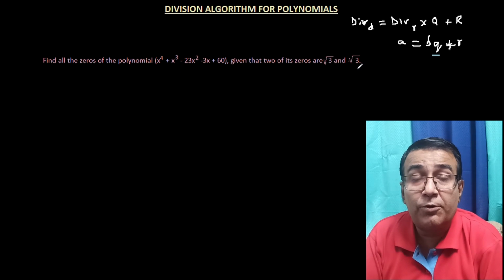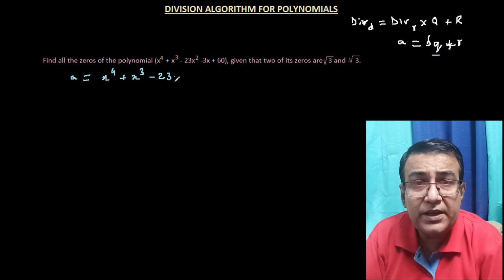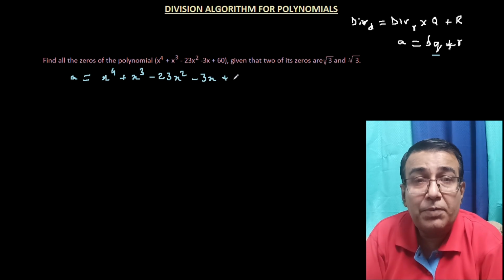Right, so the next question that we have, it says find all the zeros of the polynomial x to the power 4 plus x cubed minus 23x square minus 3x plus 60 if two of its zeros are root 3 and negative root 3. Well, so let's write down what has been given to us. So we know that the polynomial which has to be divided, or the factors of which have to be found out, is obviously our a. So that is equal to x to the power 4 plus x cubed minus 23x square minus 3x plus 60.